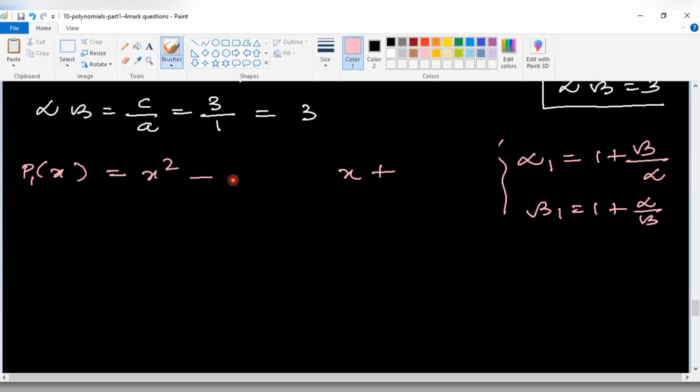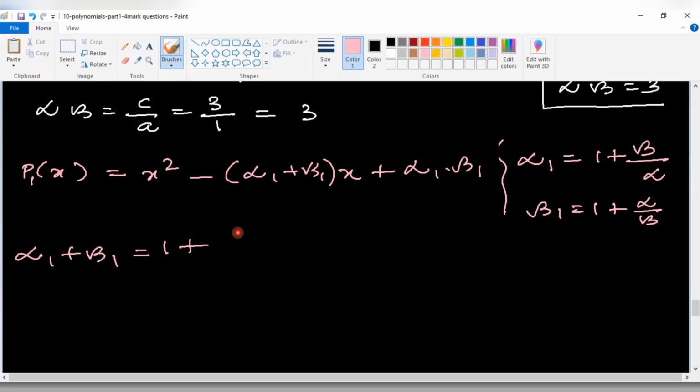Like it is alpha 1 plus beta 1. And it is alpha 1 into beta 1. Okay, so the next step is we have to find what is alpha 1 plus beta 1. Alpha 1 plus beta 1 is, see, we are taking the values or the things from here.